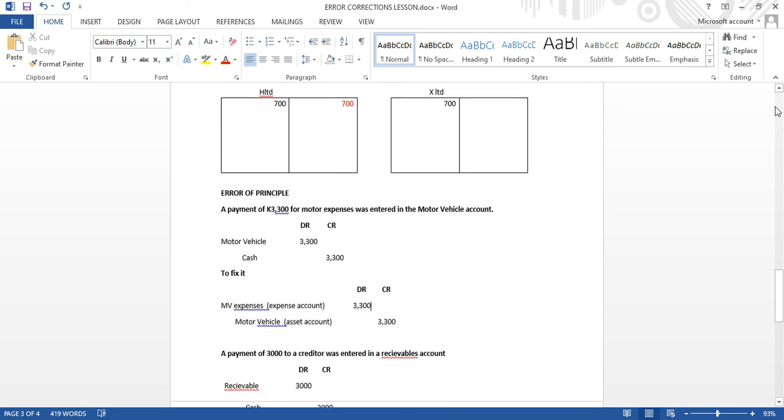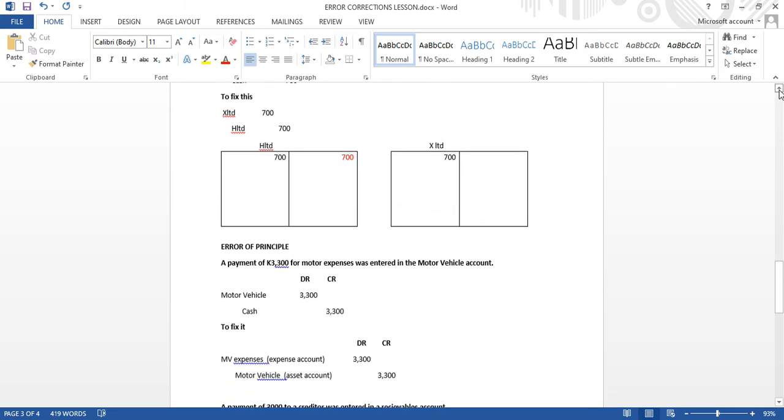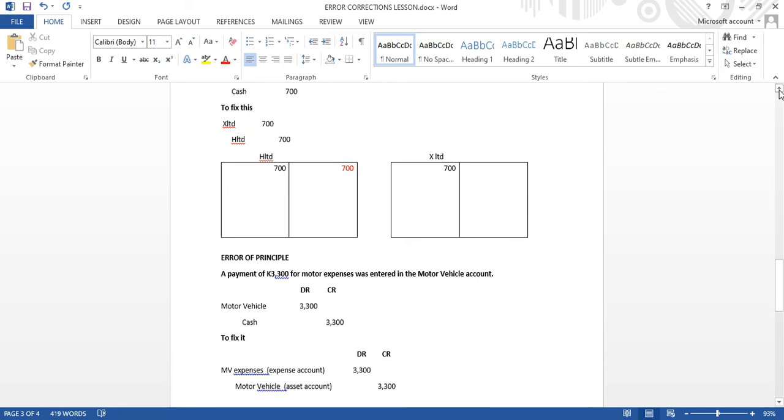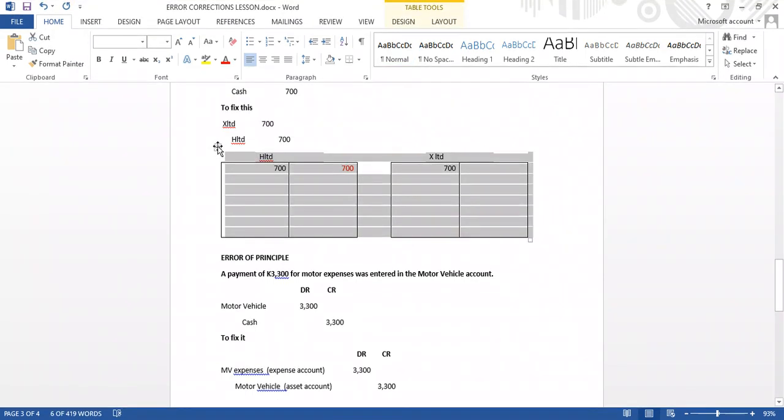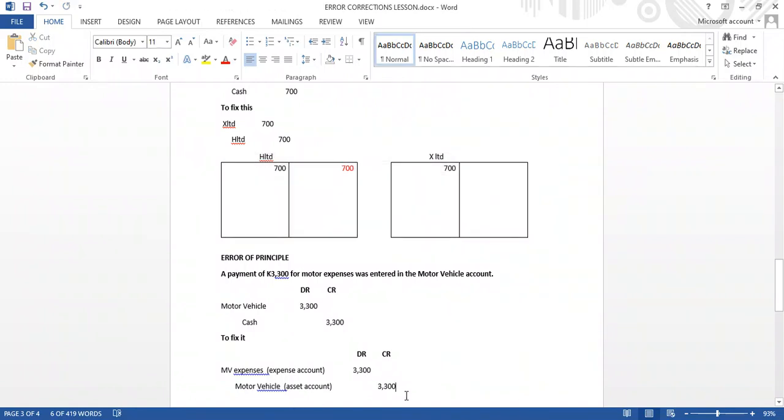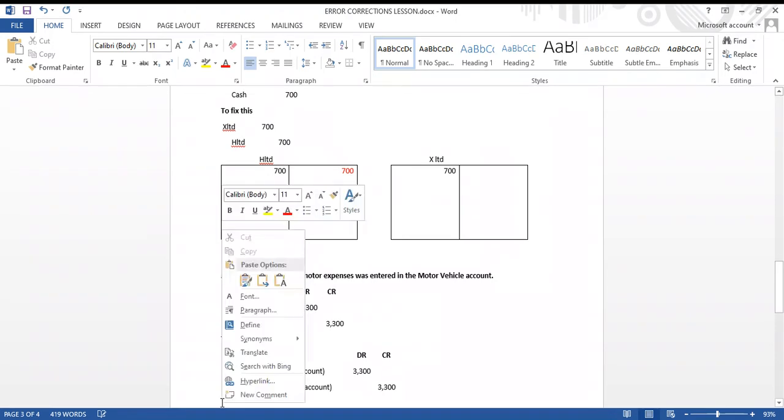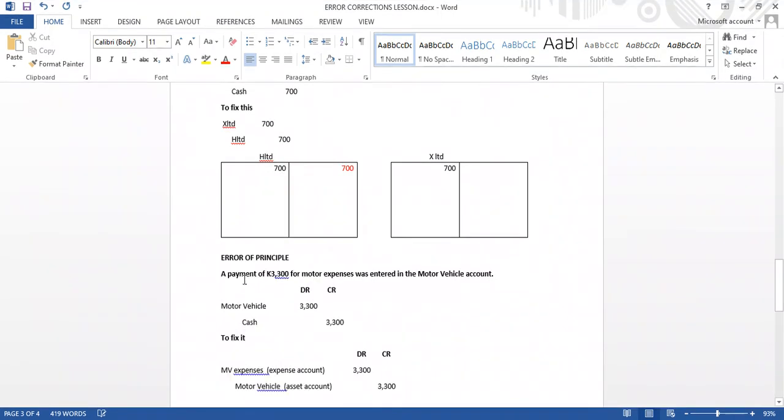I haven't put the T accounts there, because usually in these questions, when you're correcting errors, in your solutions you don't need to put the T accounts, just the journal entries. But for your sake, we illustrate this so we're seeing it visually. Any questions?